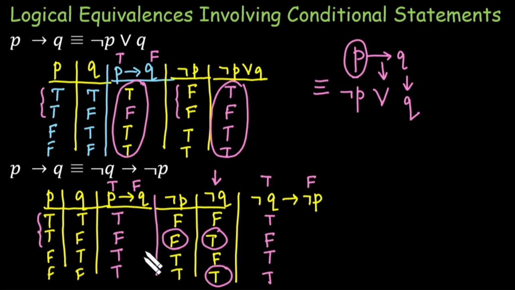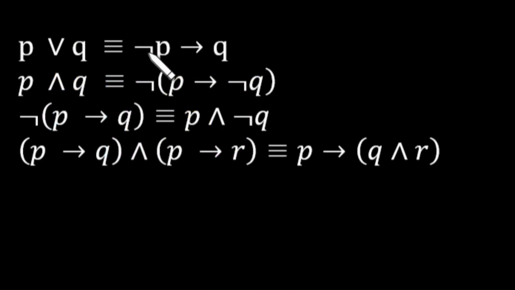Now check whether this column and this column are the same. Yes, it means logically they are equivalent. Similarly, there are four more results: P or Q is logically equivalent to negation P implies Q, and P and Q is logically equivalent to negation of P implies negation Q. Negation of P implies Q is logically equivalent to P and negation Q. And when P implies Q and P implies R, we say P implies Q and R both.